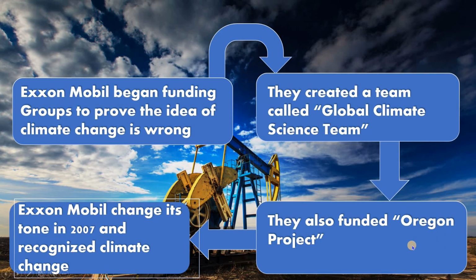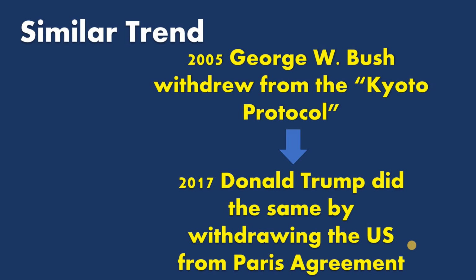What they did was push the then President of the United States, George W. Bush, not to sign the Kyoto Protocol. They forced George W. Bush to withdraw from the Kyoto Protocol in 2005. And a similar thing happened in 2017, when Donald Trump did the same thing by withdrawing the United States from the Paris Agreement.